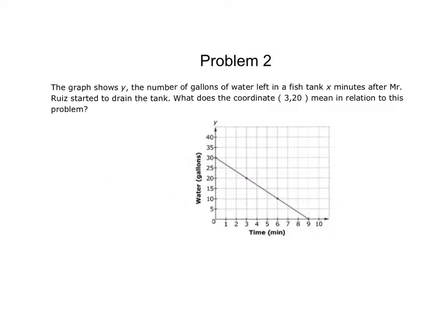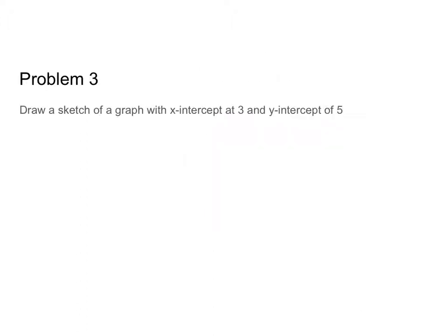The graph shows y, the number of gallons of water left in the fish tank, x minutes after Mr. Ruiz started to drain the tank. So what does (3, 20) mean? Okay, so at 3 minutes after Mr. Ruiz started to drain the tank, there were 20 gallons left in the fish tank. That's all that means.